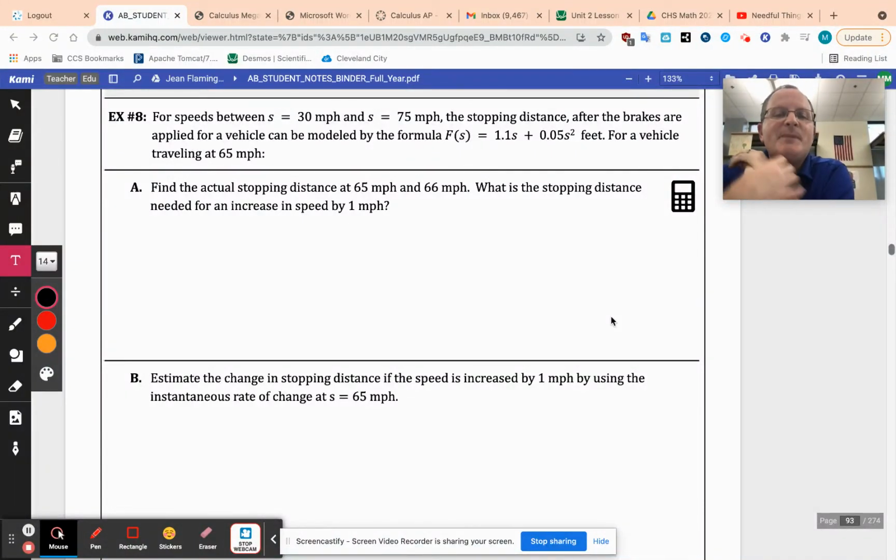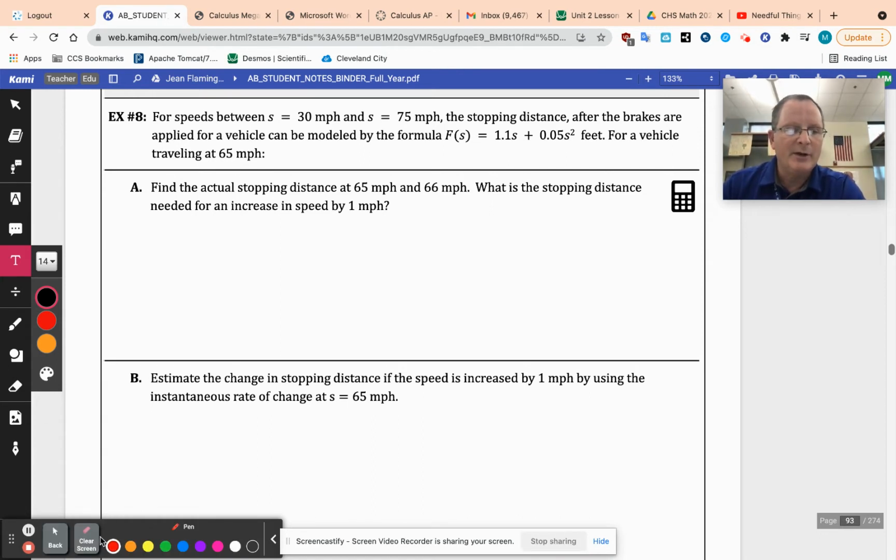Example 8, for speeds between s equals 30 and s equals 75 miles per hour, the stopping distance is given by this equation. And so it says find the actual stopping distance. Let's use this pen right here. Actual stopping distance at 65 and 66. Okay, so I want to find f of 65 and f of 66.